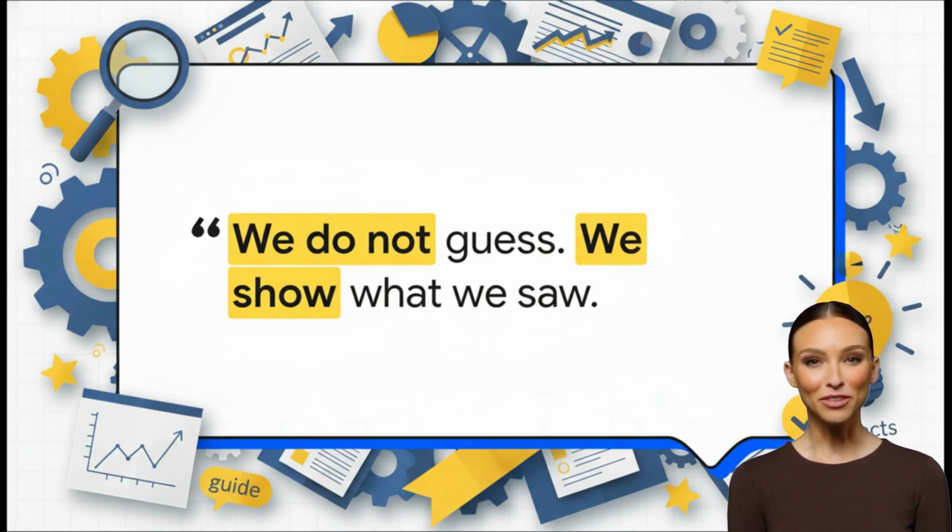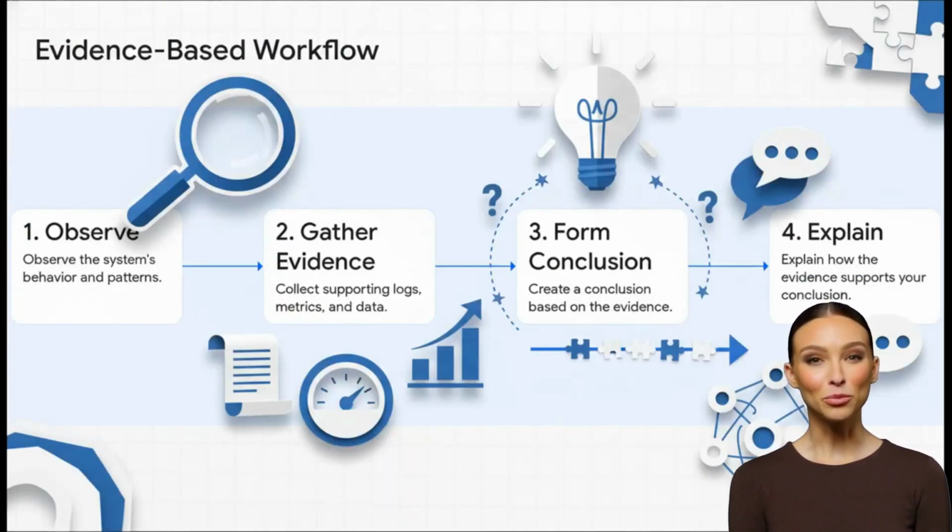First, you observe the behavior. Second, you gather your proof. We're talking specific log entries, spikes in metrics, weird patterns. Then, and only then, do you form a conclusion. And that last step is crucial. You have to explain your reasoning, connecting the dots from the evidence to your conclusion for your audience.